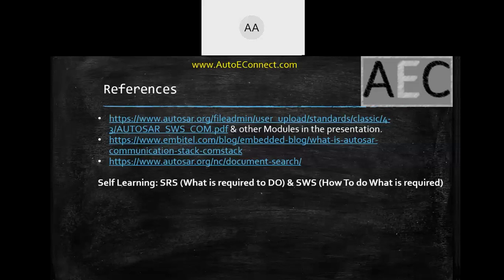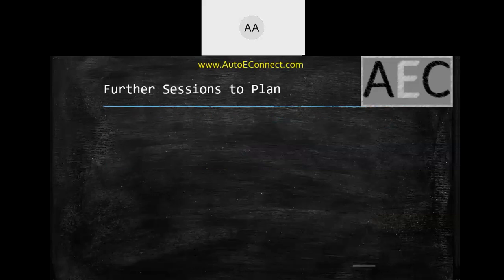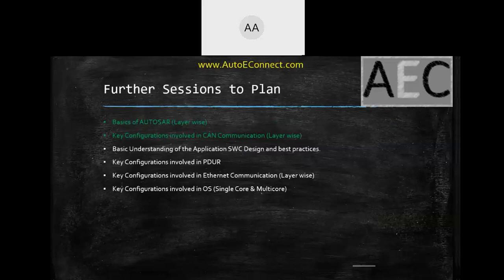And in general, you also know about the document search, where you can go and check for the documents in AUTOSAR. The next thing is self-learning, which we already discussed in our last session. Whenever you want to go for self-learning, just search in the document search, and you will always find two documents, SRS and SWS. In SRS you will find what is required to be done, and SWS tells you how to do what is required. So at a developer level, SWS will be the good way to start. And if you want to be an expert in that respective thing, then you should also be aware of the SRS.